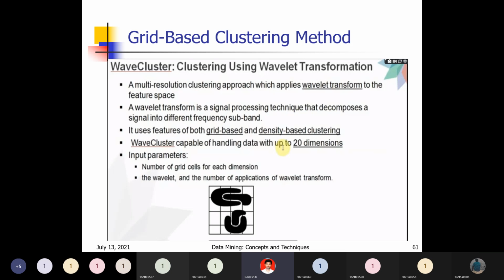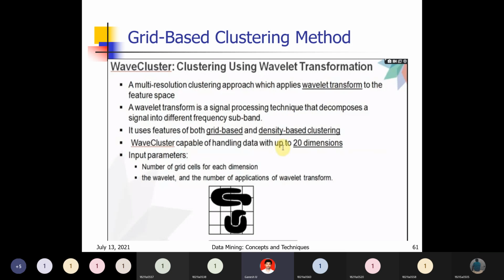It uses features of both grid-based and density-based clustering. So in this wave cluster, we are using the grid-based and density-based approaches, two approaches. Wave cluster is capable of handling up to 20 dimensions. This wave cluster's maximum capacity is 20 dimensions. It supports high dimensions, and the number of dimensions it supports is 20.